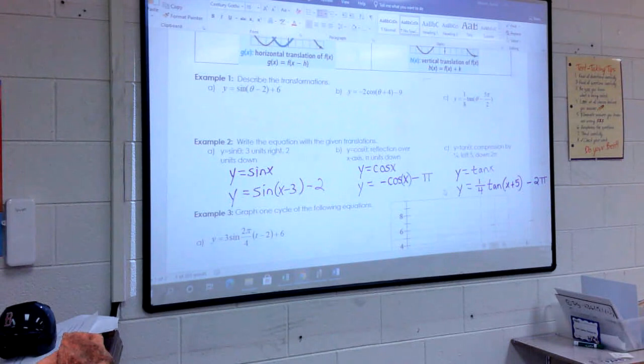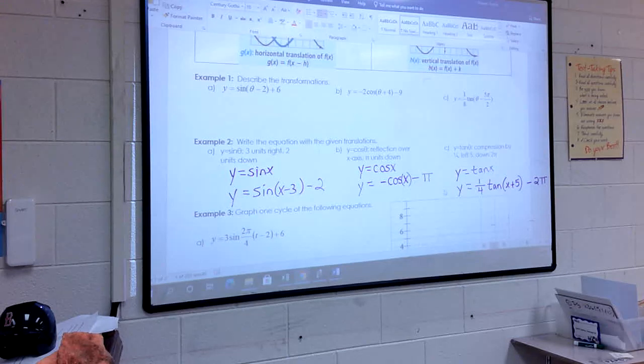So again, let's recap this. If you are reflecting something over the x-axis, that is in front, that's the negative in front. If you're stretching the graph, that would be a number bigger than 1, right? That makes it stretch. A compression is a number less than 1. It's going to compress the graph, make it smaller up and down. If you're moving it to the left and right, that's inside of the parentheses with the x. So x minus something means you're moving it to the right. X plus something means you're moving it to the left.